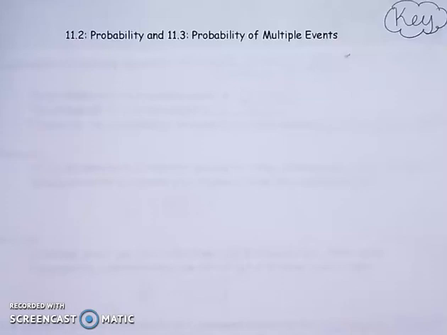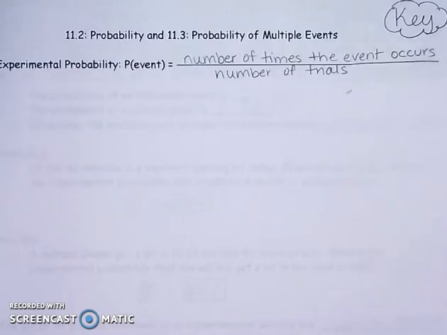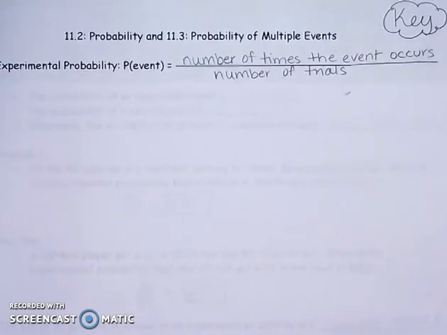So today we're going to talk about probability and the probability of multiple events. First, experimental probability means the probability of an event is the number of times the event occurs over the number of trials. For example, flipping a coin, you have a heads and a tails, so the number of trials would be 2, and the number of times the event occurs would be 1, because you can only flip a head once or a tails once.